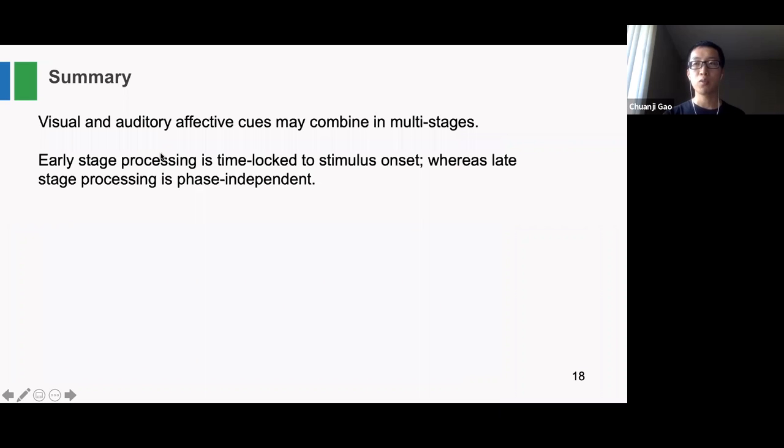So in summary, what we got is that visual and auditory affective cues might combine in multiple stages. They have both early stage processing as well as late stage processing. The early stage is time locked to the stimulus onset, and the late stage processing is more a phase independent dynamic process, mostly the delta and beta activity.